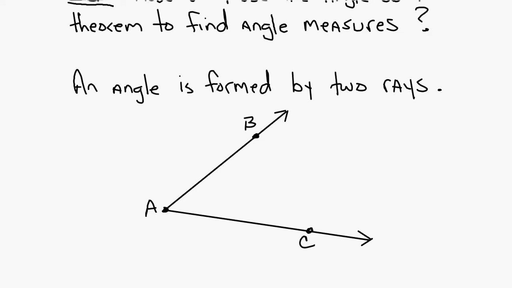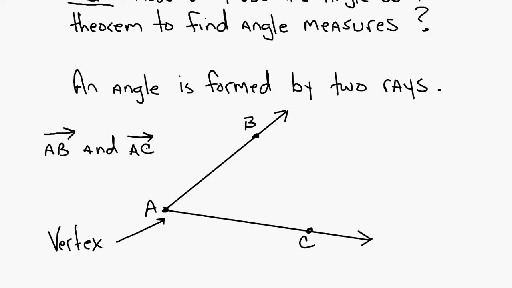All right, there's a picture of an angle. Every angle has a vertex. That's the end point of the rays that form the angle. So in this case, the vertex is point A. This angle is made up of ray AB and ray AC. Ray AB and ray AC are sides. Those are the two sides of this angle.